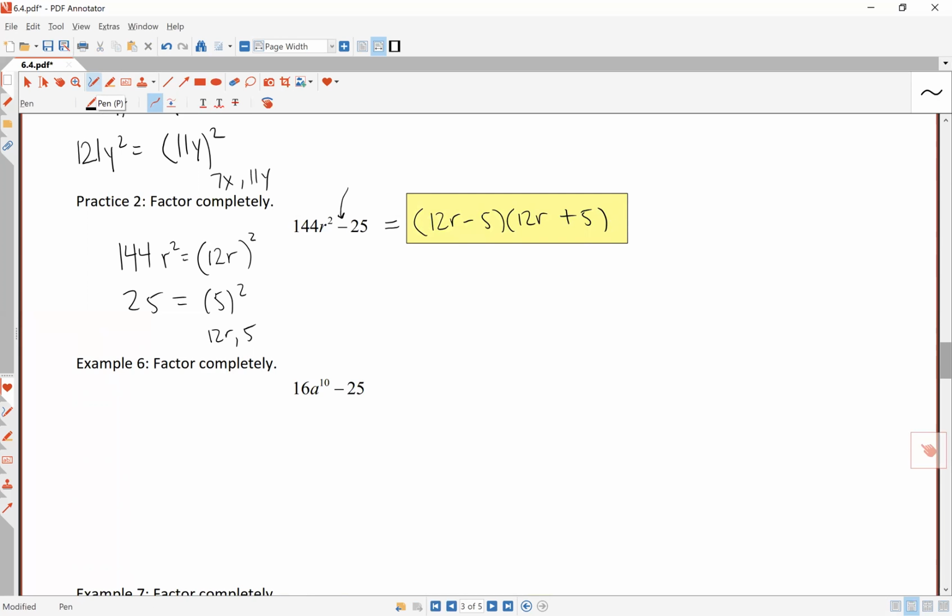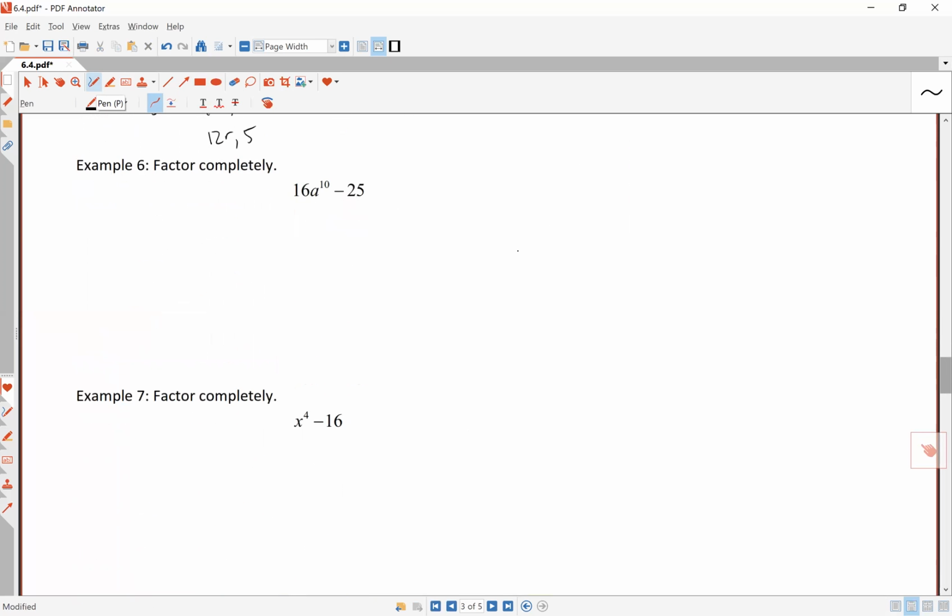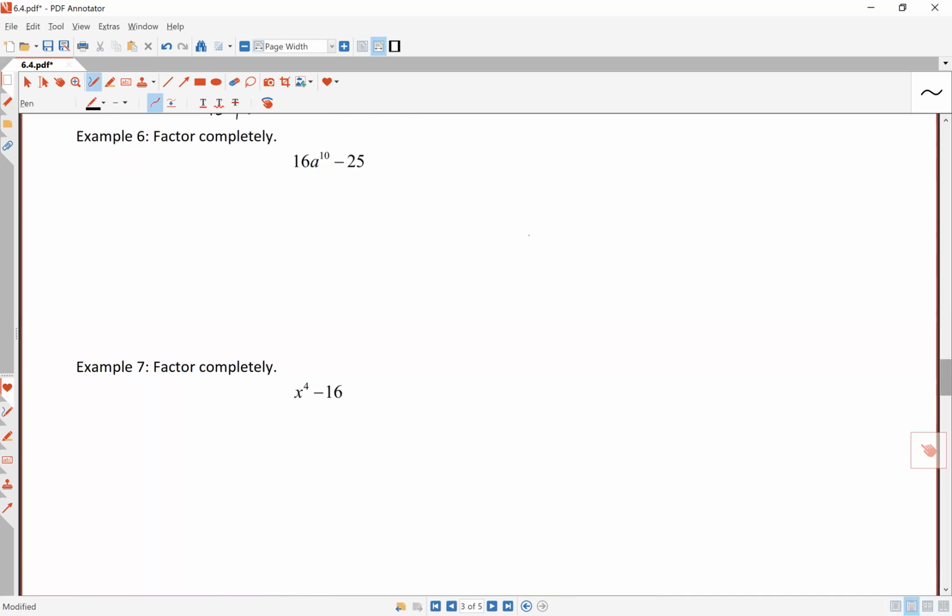Example 6. The first term is 16a to the 10th. In order to write that as a perfect square, 16 is 4 squared, but a to the 10th, if you take 10 and divide by 2, it gives you a 5. So you have to divide those powers on the variables by 2 to figure out the square root. So the first term is 4a to the 5th squared.